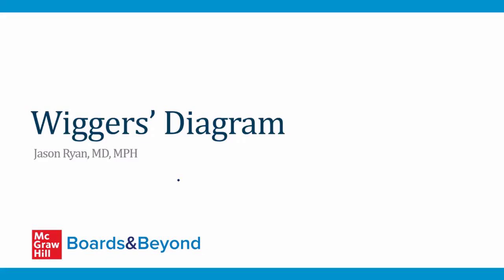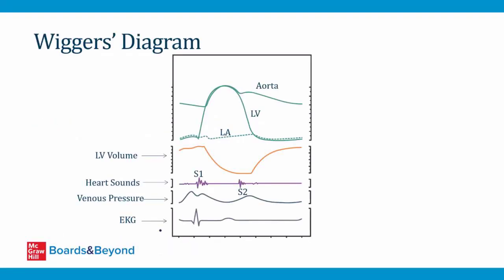Hello everyone and welcome to our module on Wigger's diagram. Shown on the screen is an example of Wigger's diagram. This is a diagram that shows different events that occur during the cardiac cycle, all correlated to one another.